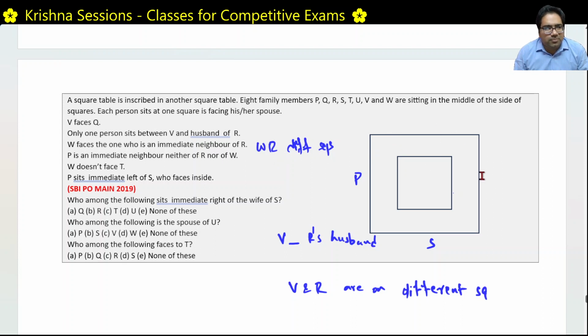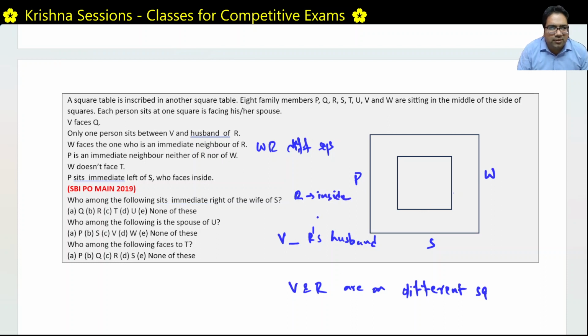In the outer square, only two options are there. But it is already said P is not an immediate neighbor of R or W. So W cannot sit here. The only option is W has to sit here. And R is inside, by the way. R is in the inside square.